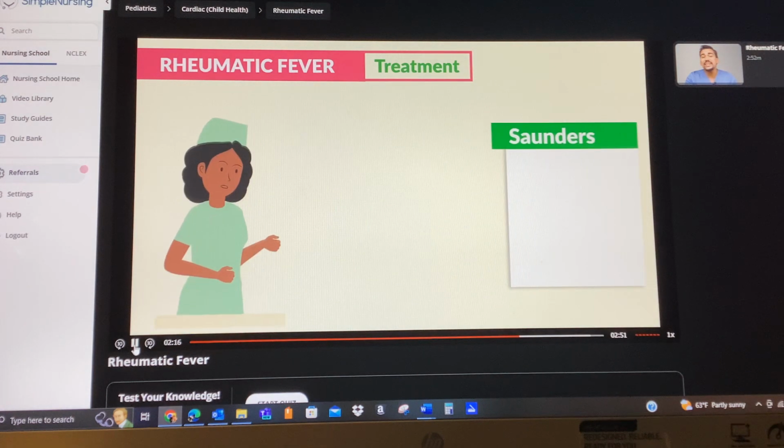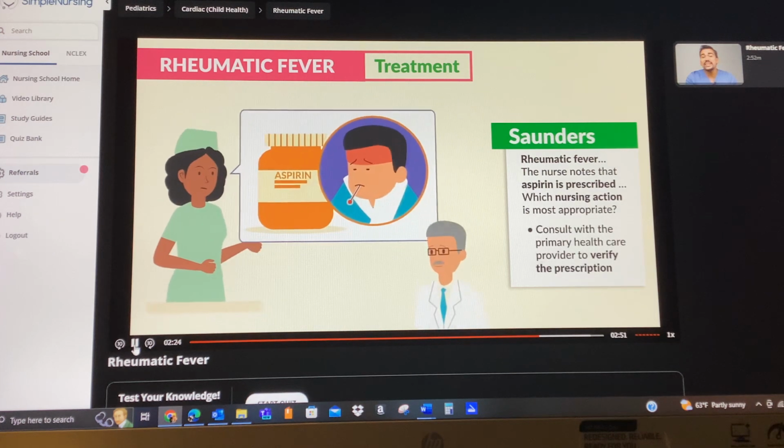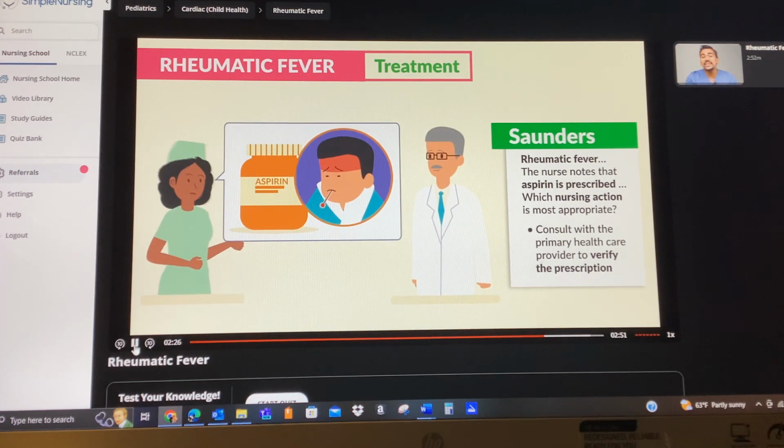So Saunders mentions a rheumatic fever. The nurse notes that aspirin is prescribed. Which action is most appropriate? Consult the primary healthcare provider to verify the prescription. Yes, always verify aspirin for pediatrics. It's usually contraindicated because of that Reye's syndrome.